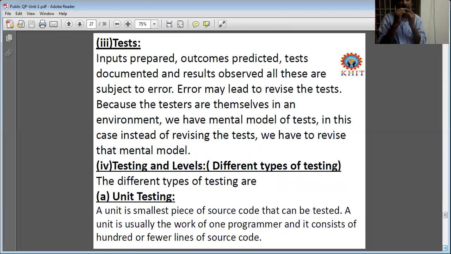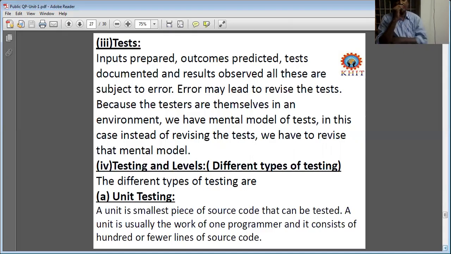Next one is testing. Inputs are prepared first, outcomes predicted, test documented, and results observed. All these are subject to error. So an error may need a review of the test.